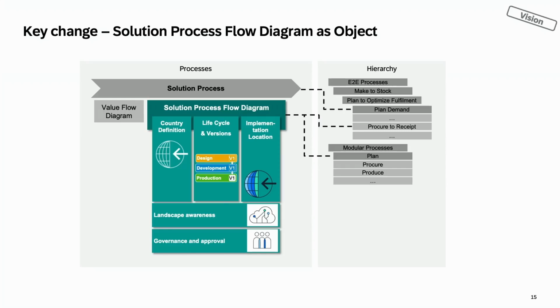In addition, we want to make the diagram, the whole solution process environment, landscape aware. So meaning you are able to link the solution process flow diagrams to your landscape to clearly document which processes are running where and which might be duplicates because you have like two separate S4 public cloud solutions, for example, up and running. And last but not least, we think of additional governance and approval steps. So providing, for example, ownership to the diagram, establishing a new role of a diagram owner.